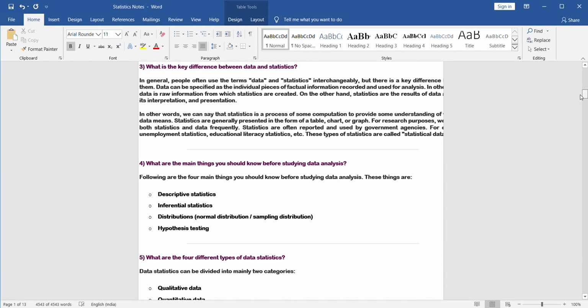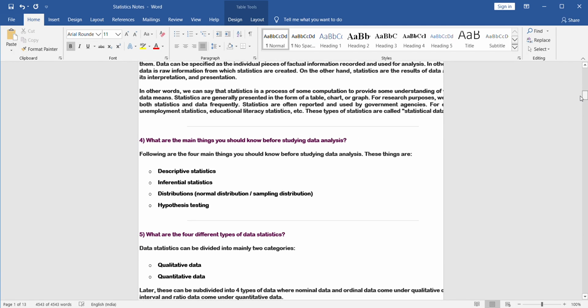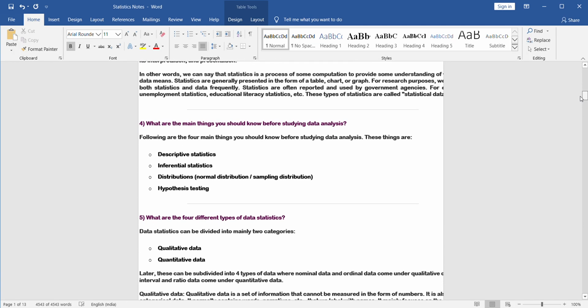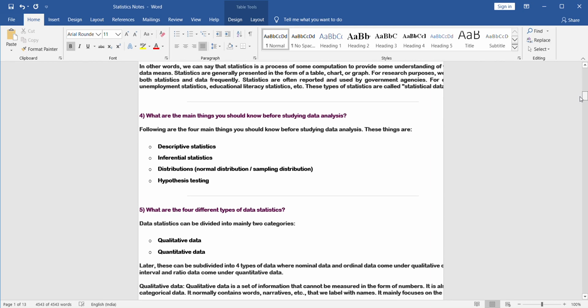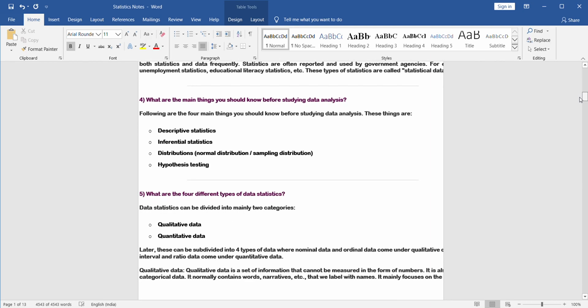Statistics are generally presented in the form of a table, chart, or graph. For research purposes, both statistics and data are used frequently. Statistics are often reported and used by government agencies, for example, unemployment statistics, educational and literacy statistics. This type of statistics is called statistical data.